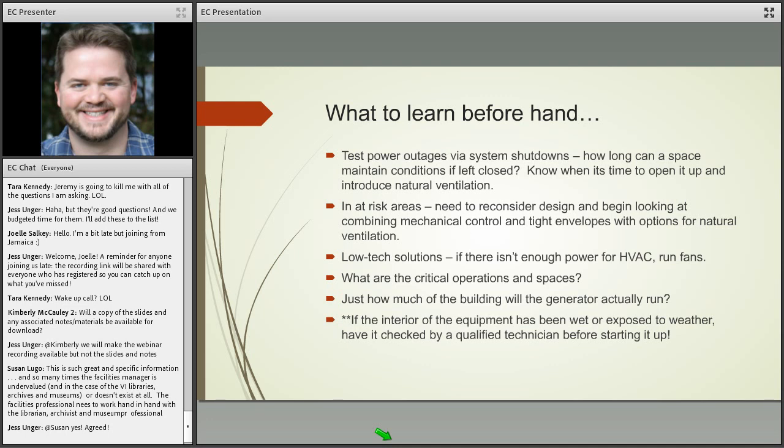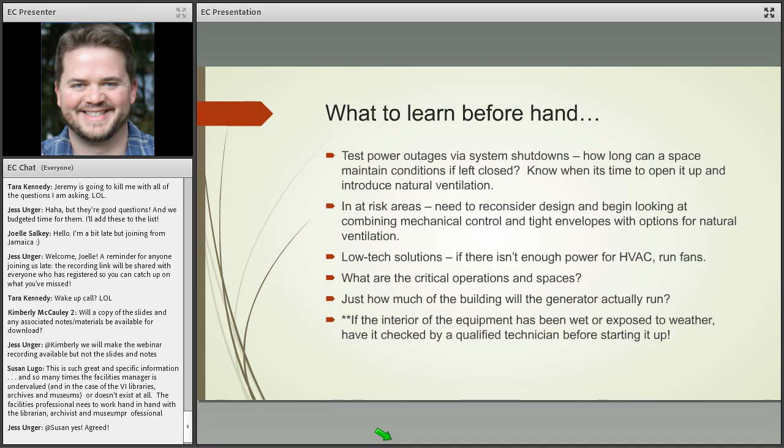But for especially mechanical systems and collections environments, if the interior of the equipment has been wet or exposed to weather, and I'm not talking about rooftop units that are designed to be out in the weather all the time, but if a panel has come off of that unit and the water has gotten in, or if your mechanical equipment is in a basement that flooded, do not start that equipment back up until you've had it checked by a professional to make sure that the electrical connections are sound, to make sure the coils aren't blocked, to make sure that the fan is not impeded, so that it can run safely and be able to achieve what you're looking for.